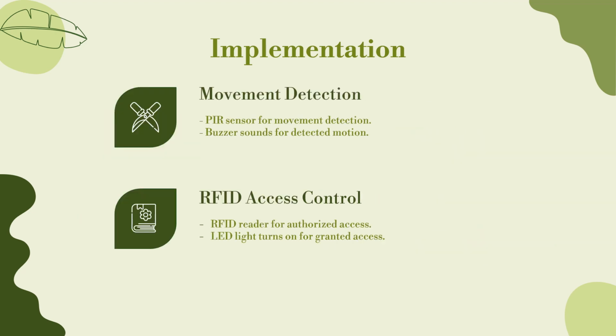Next, I have implemented a PIR sensor for movement detection. The PIR sensor will detect movement that approaches it, and it will turn on the buzzer when it detects a motion. Last is RFID access control. An RFID reader is used for authorized access. In this case, a green LED light will turn on for granted access and nothing happens for denied access.